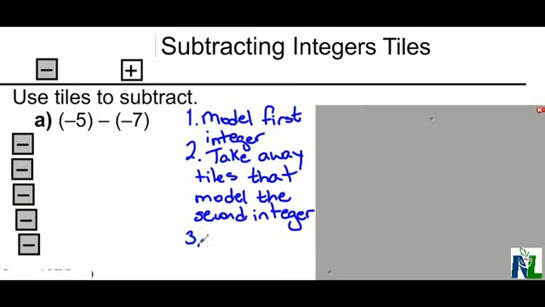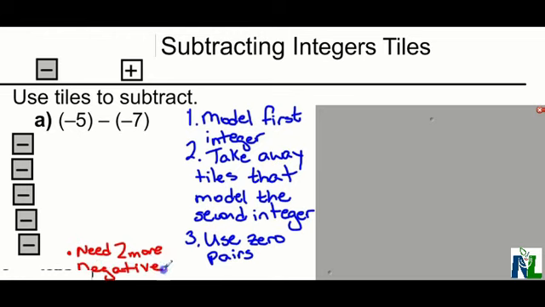So what we would have to do is to add a third step to this process. If we don't have enough to take away, then we have to use the idea of 0 pairs. We need to add some 0 pairs here. So looking at this, I have 5 negative tiles, but I want to take away 7, so I need 2 more negative tiles somehow in this situation.